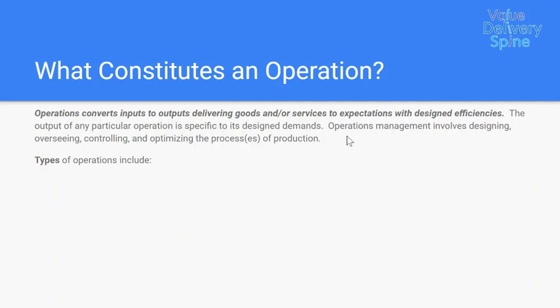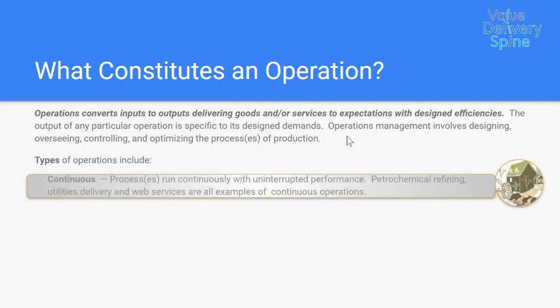So what kinds of operations are there? Well, there's a couple of types to talk about. First, there's a continuous process that runs. You can see there's a paddle wheel here and a mill, and as long as there's water running, that operation is going. There's a number of others that I've listed here as examples. Utility delivery is continuous. Web services are continuous, etc. What it means is it's not always being used, but it's always ready for use.